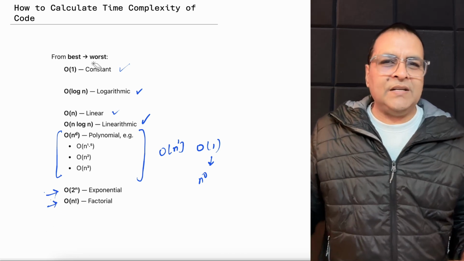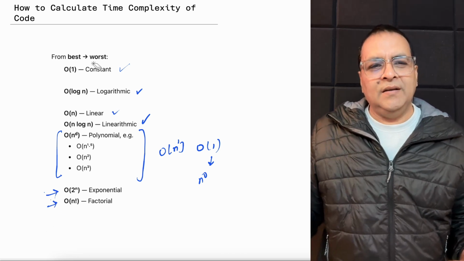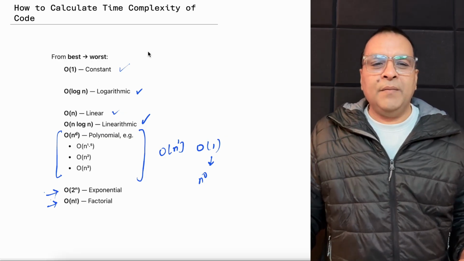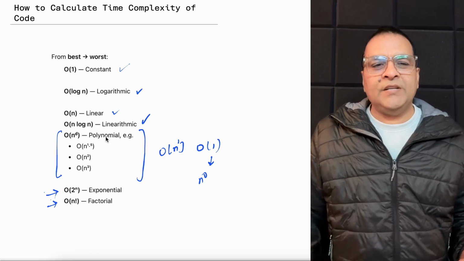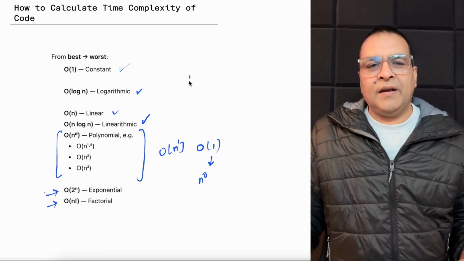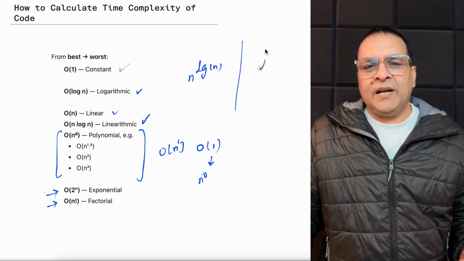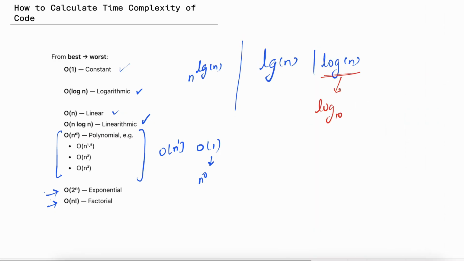So constant time complexity is the minimum asymptotic time complexity, and the factorial time complexity is the maximum asymptotic time complexity. There may be other time complexities which are a combination of these, for example, n raised to the power log n. In computer science, most of the time we will be writing log as lg. In mathematics, most of the time the base of the logarithm is 10, but in computer science, most of the time the base is 2. So lg of n essentially means log of n to the base 2.